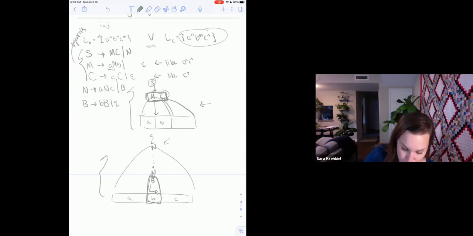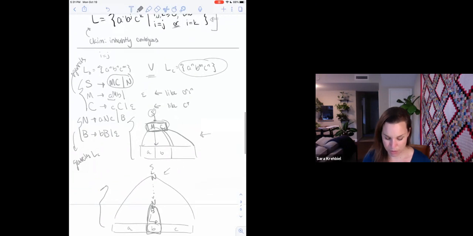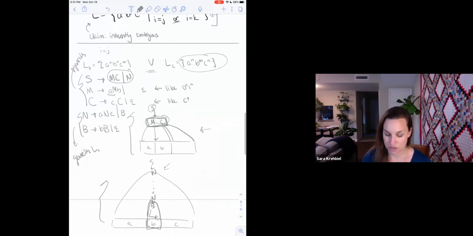The first three rules together generate our L_B. The second two rules together generate our L_C, and then this generates the union of the two. So, questions about that general problem-solving strategy? These are definitely the types of diagrams that you want to draw for yourself.